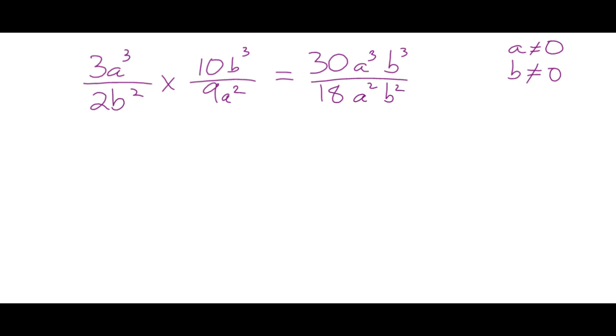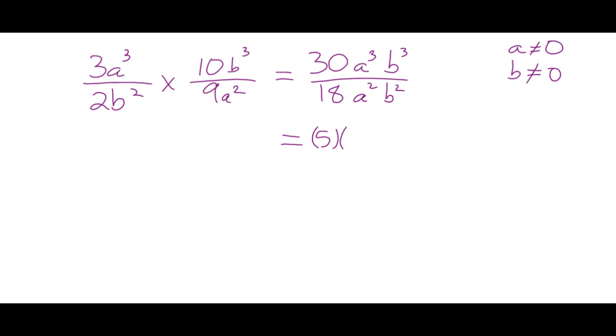So you just multiply it straight out. And then we could do what we just did in the previous one. We could say, well, what's 30? I mean, 30 is lots of things, right? It's 1 times 30, 2 times 15, but let's say, what's the greatest common factor of 30 and 18? 6. So let's write 30 as 5 times 6.